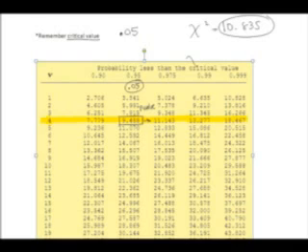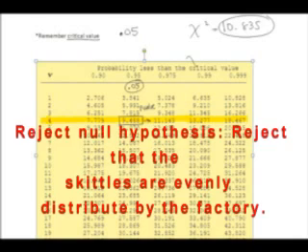At this point, we say that the observed results are significantly different from the expected results, and then we can reject our null hypothesis. So we reject that the Skittles are evenly distributed during packaging.